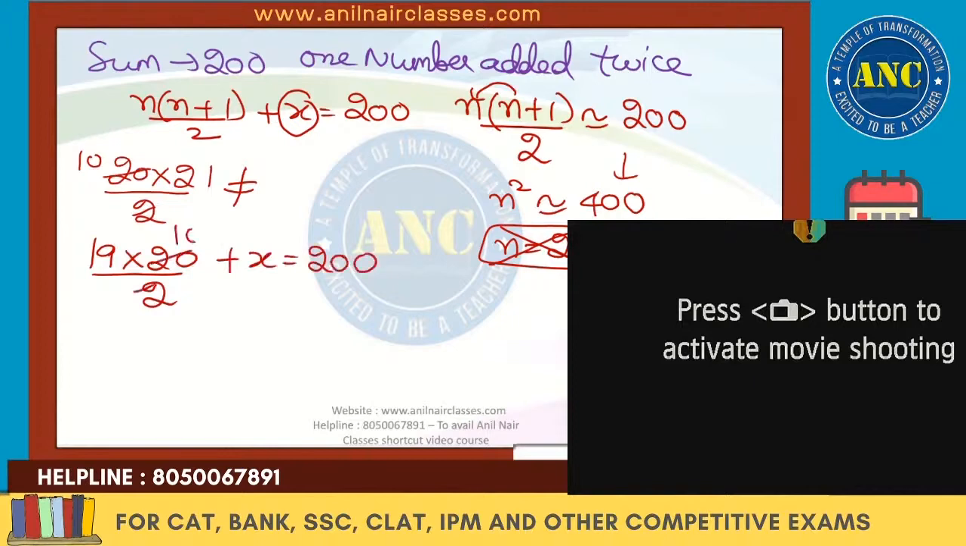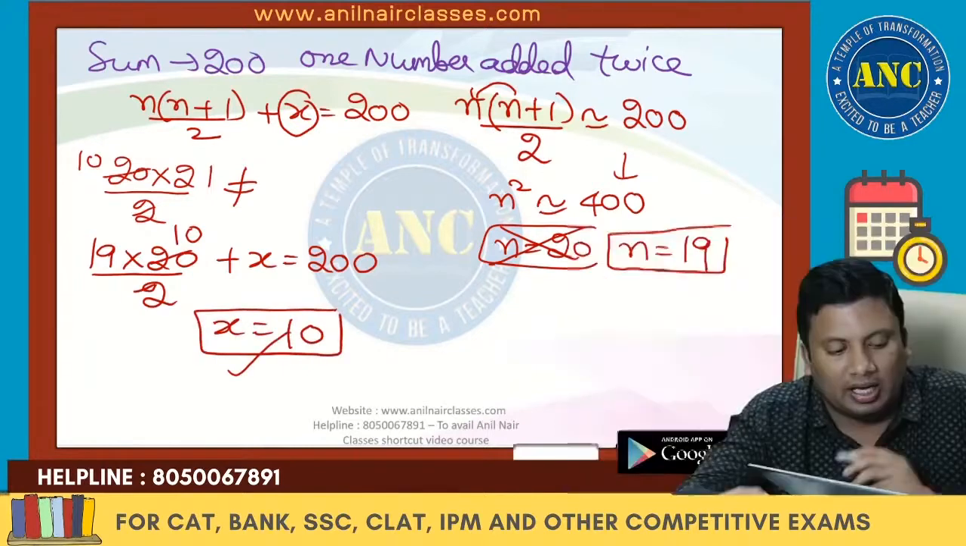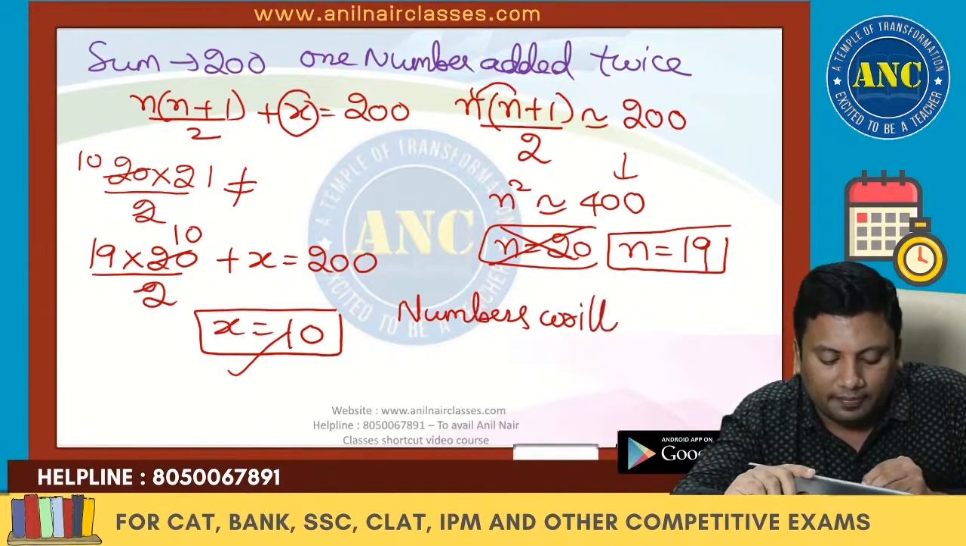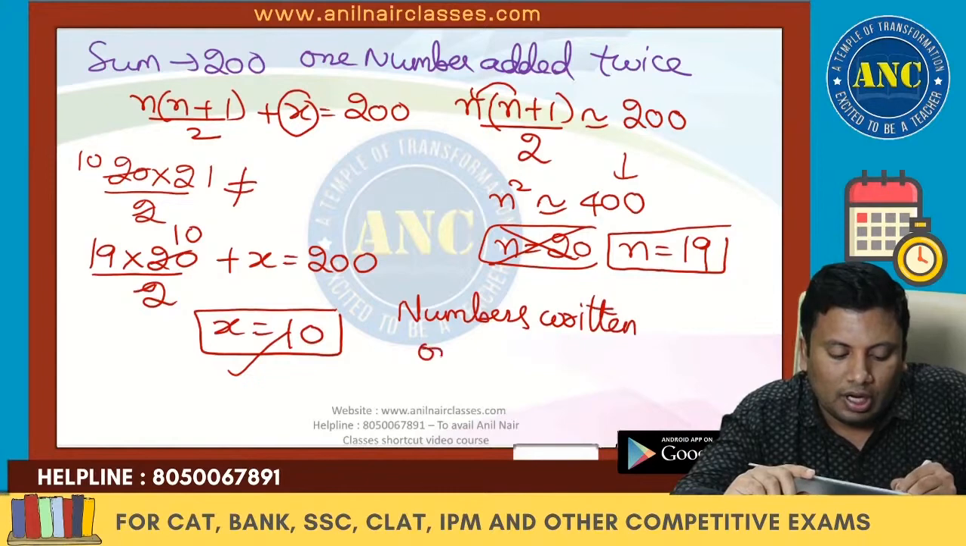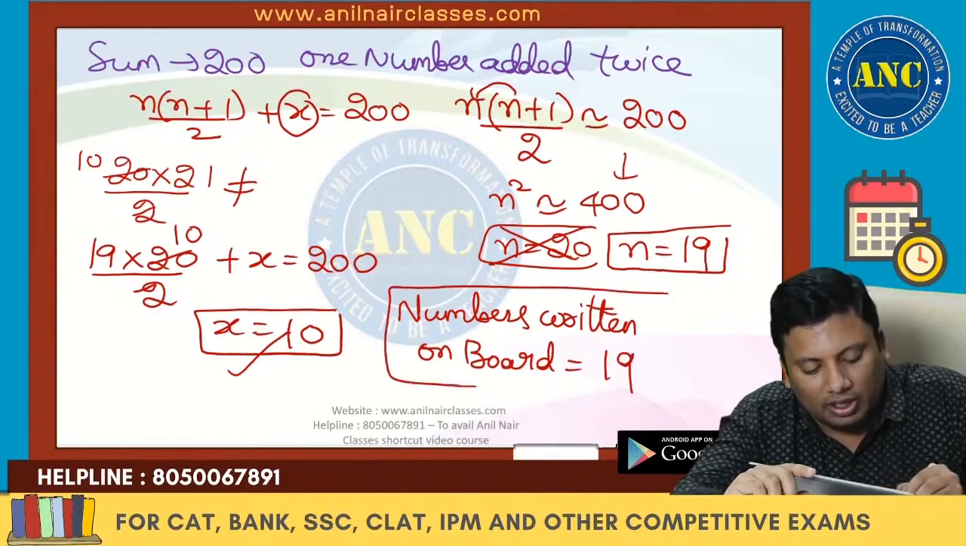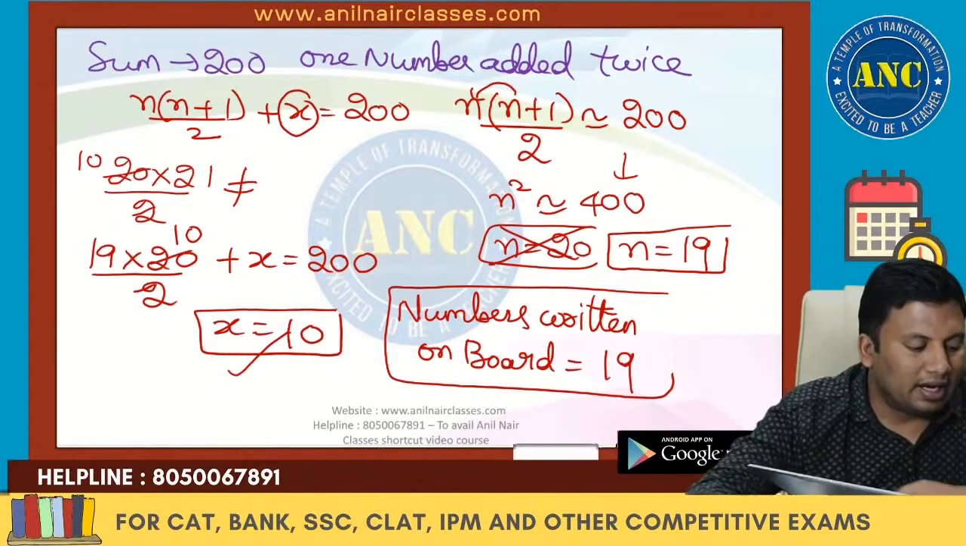2 tens are 20. X is nothing but 10. Number added twice is nothing but 10. How many numbers are written on the board? 19 numbers are written on the board. Numbers written on the board is nothing but 19. Idea is clear? Right, Tejaswani?